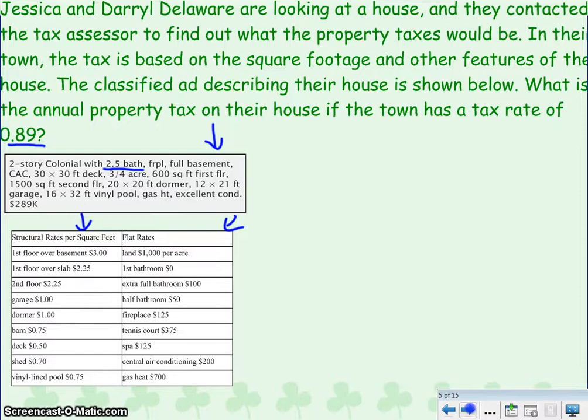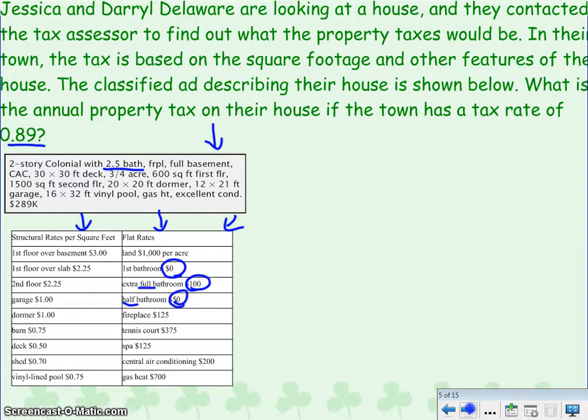Now, notice on the left-hand side, it's structural rates per square foot. So for those, it's going to give you a square footage, and you need to multiply that by its rate. But on the right-hand side, it's just a flat rate. So if it has it, that's what they get for it. And in this case, first off, $0 for the first bathroom, $100 for an extra full bathroom, and $50 for a half bathroom.